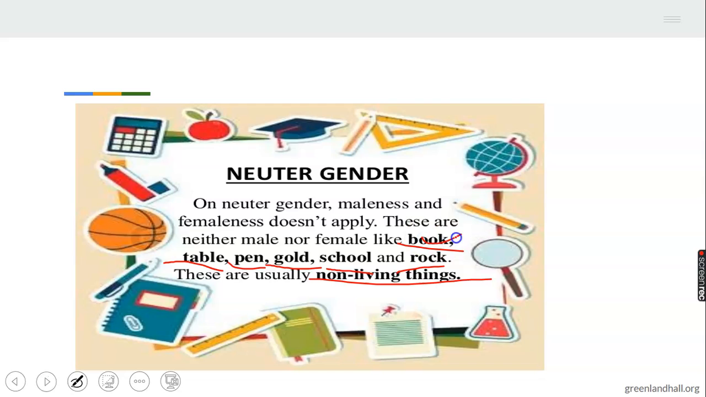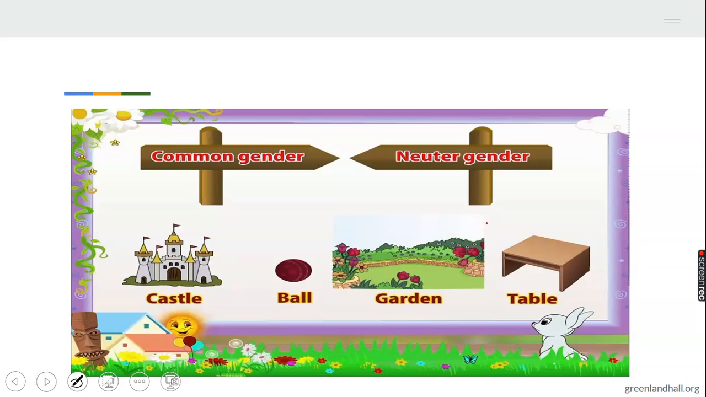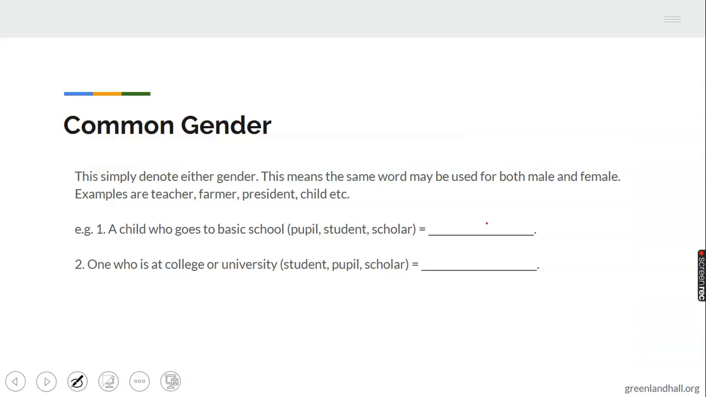When I mention a book, it can be of any size. It can be big, it can be small. Whether it's big or small, or flat, or has a lot of volume, whichever way, a book is a book. So that's the neuter gender for books. We looked at common gender and neutral gender, and we'll be looking at them in a more complex way today.